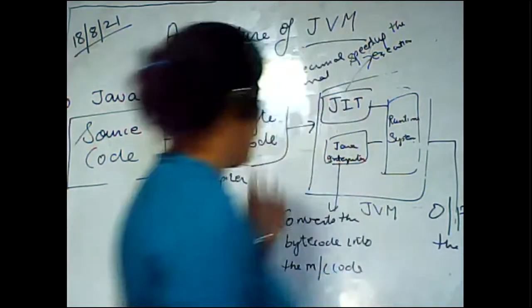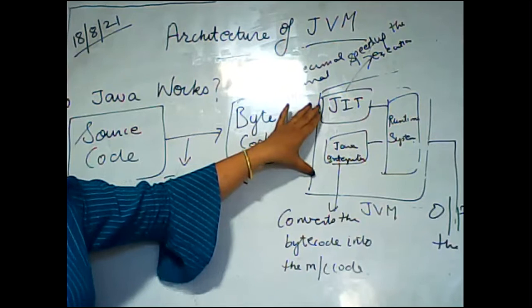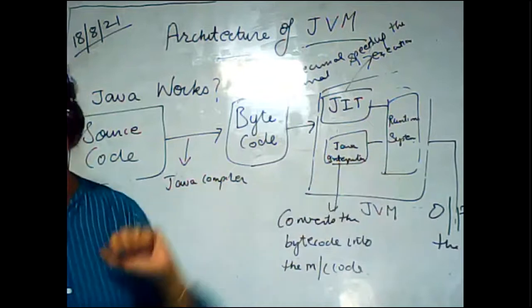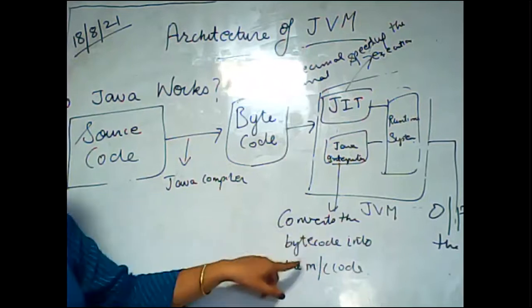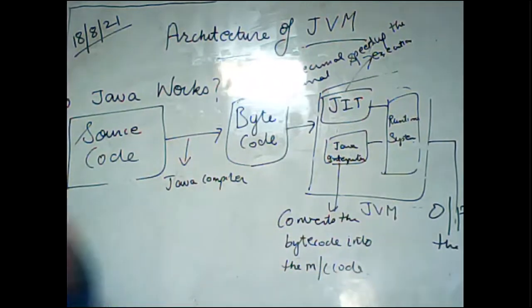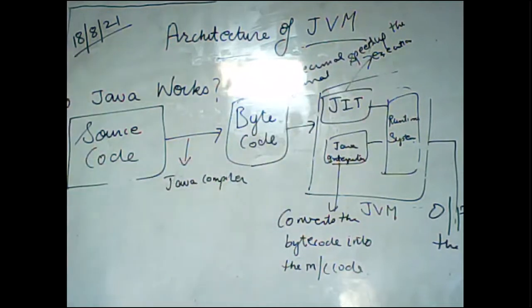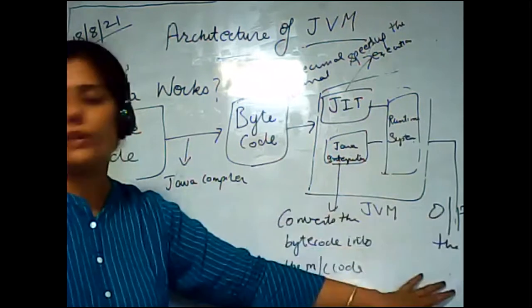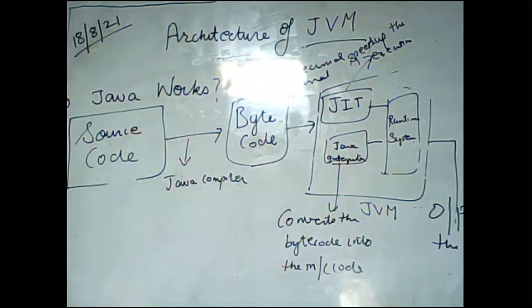After this, the bytecode is given to the JVM, and the JVM has the just-in-time compiler, the Java interpreter, and the runtime system. The Java interpreter converts the bytecode into machine code, and the just-in-time compiler speeds up the execution in Java. Clear? After all that processing in the runtime system, we finally get the output of that code. So this is the brief overview of how Java works.